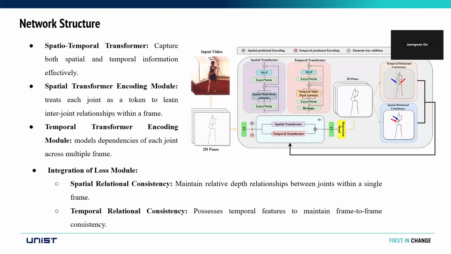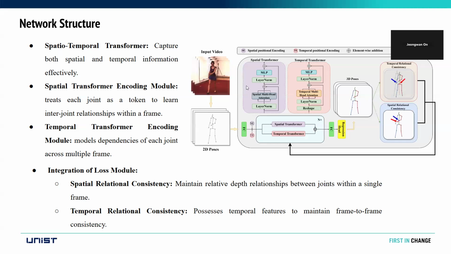So the proposed network can be seen here. It leverages the spatial and temporal transformer to capture both spatial and temporal information. The spatial transformer encoder treats each joint as a token to learn the inter-joint relationship within a single frame, and the temporal transformer encoder module is used to model the dependencies of each joint across multiple frames.